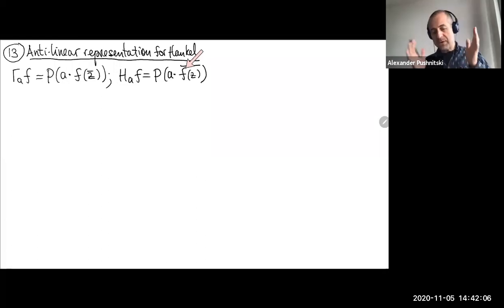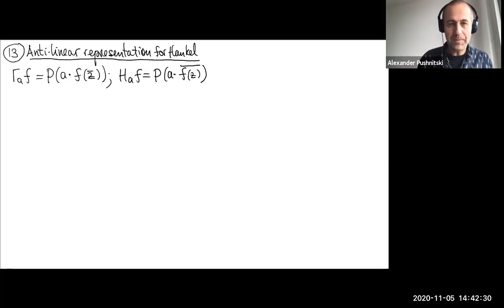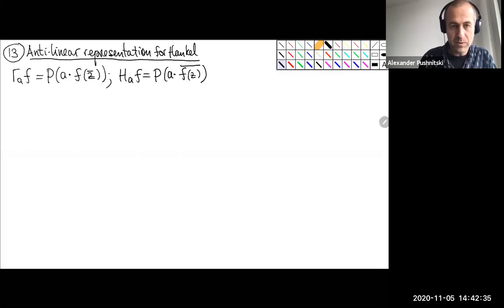So when I first started doing this, I was working with Patrick Girard, and he was using this antilinear representation. And I was just going crazy with this because it's not clear what are eigenspaces, what is spectral theory. Everything seemed anti-intuitive. But gradually I got used to it. It's not such a big deal. It's just a matter of language. So let me just explain what is the difference between these two points of view on Hankel operators.